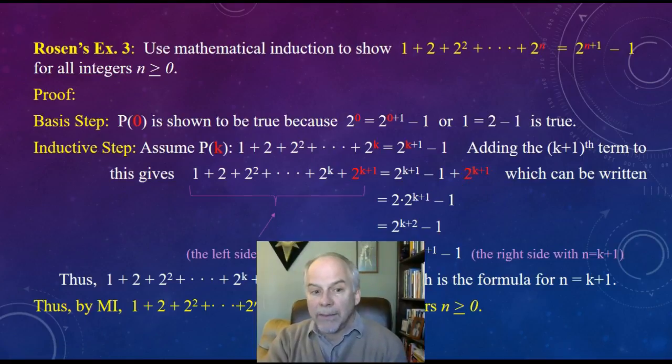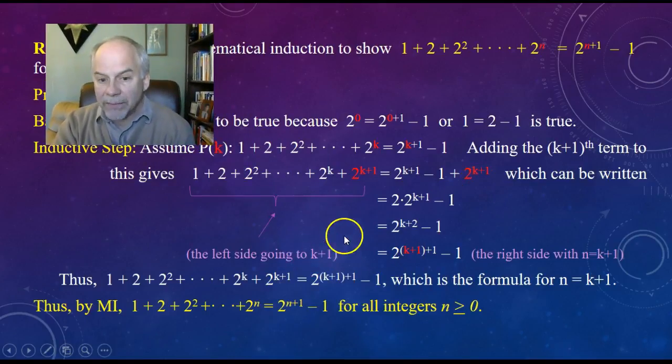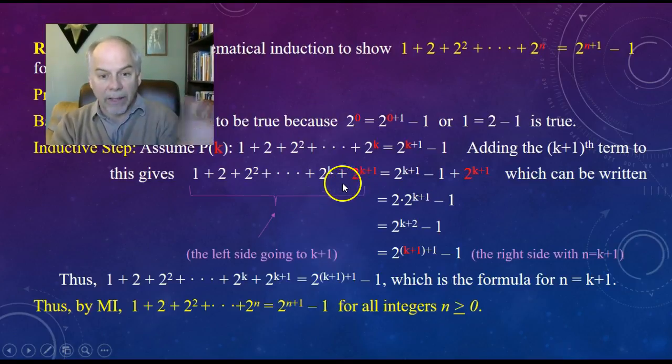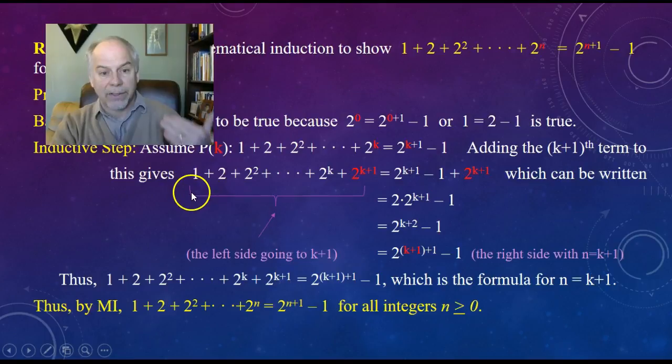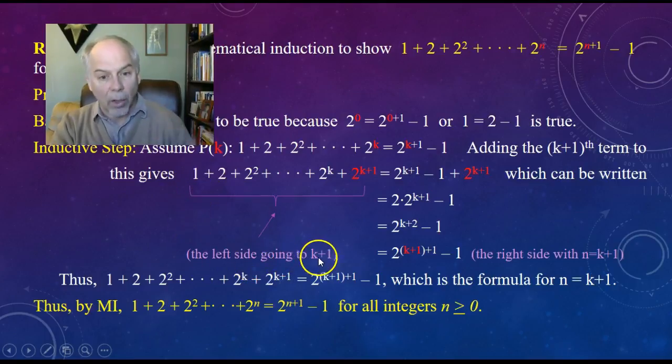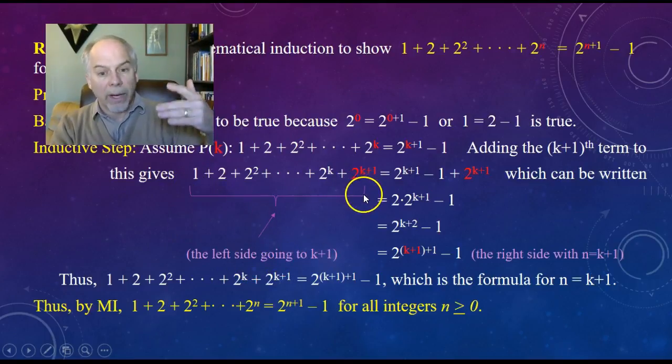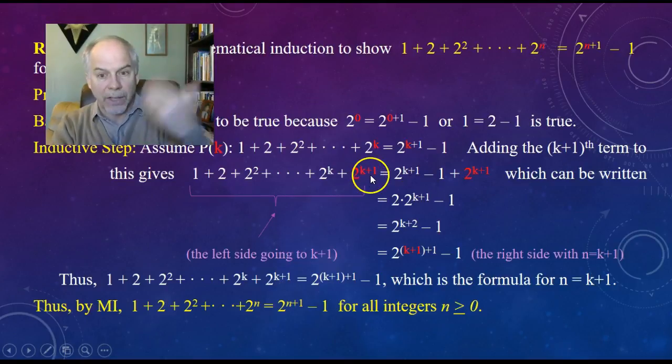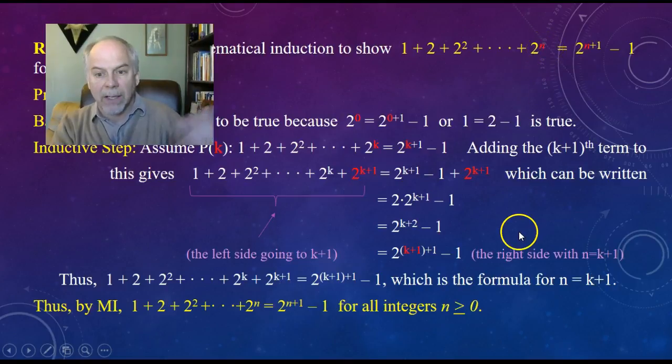So on the left side, we are done. We don't have to do anything with the left side because this shows the left side going from 1 all the way to the k plus 1th term. 2 to the k plus 1 would be the k plus 1th term. Okay?